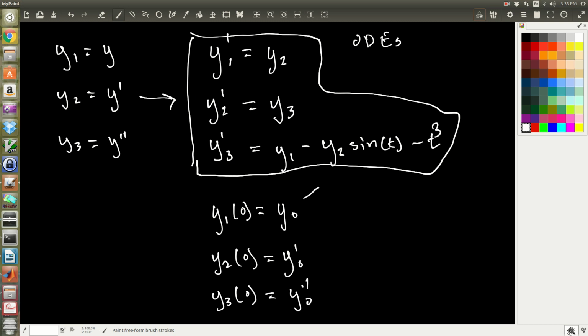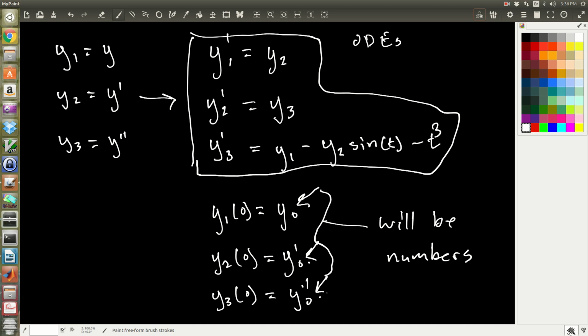Now these will just be numbers for a specific problem. Or displacements: this will be a displacement, this will be a velocity, this will be an acceleration, if you're thinking in terms of a physical system, not just some mathematical world.